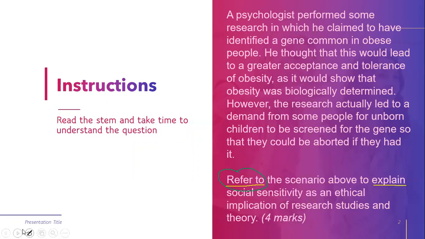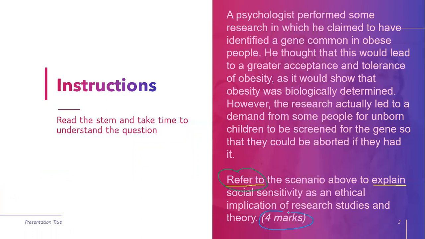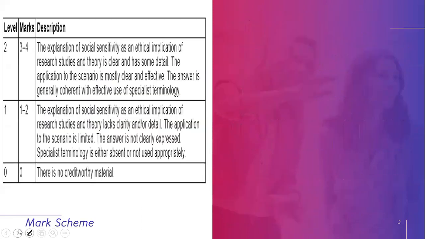And when we look at the mark allocation, it is telling us it is worth 4 marks. So we're going to be on a grade boundary. It's going to be 1 to 2 marks, level 1, and 3 to 4 marks, level 2. It's not a direct split. It's like 2 marks for the explanation, 2 marks for the application. You're going to explain what social sensitivity is as an implication, and then you're going to use additional knowledge to explain how that will apply to the STEM. So we've understood the question. Hope that makes sense. Let us move on.